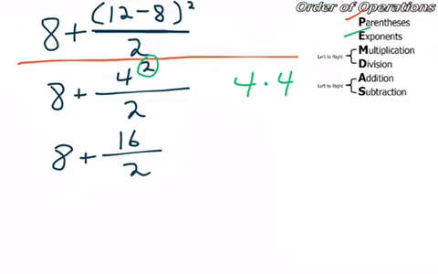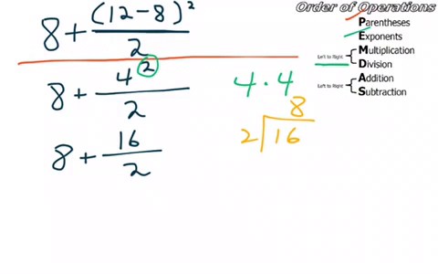Next up is multiplication. Remember, or division. So it's whatever comes first, left to right. I don't have multiplication, there is division. This right here, this kind of fraction situation, means that we're going to divide 16 by 2. So 16 divided by 2, a lot of y'all know off the top of your head is 8.